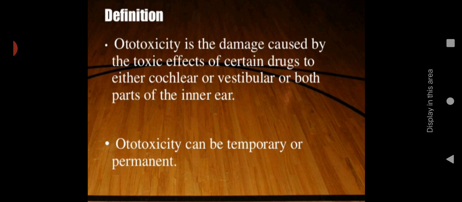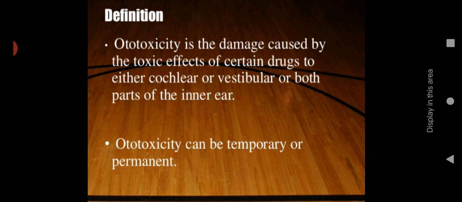So ototoxicity is the damage caused by the toxic effect of certain drugs. The only cause is exposure to drugs and chemicals. So what is happening is that, because of exposure to drugs, if any damage occurs to the cochlea or vestibule of the inner ear, we call it ototoxicity.